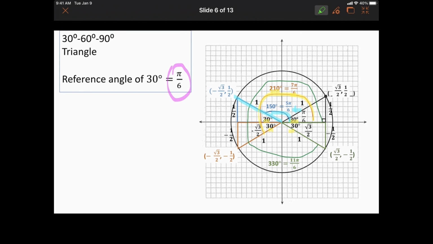The last one, 330, which is all the way around. The reference angle would be here, so 360 minus 330 is 30. Notice that when you convert it to radians, the denominator is still 6. So anytime the angle in radians has a denominator of 6, the reference angle is going to be 30, and that's going to help us.